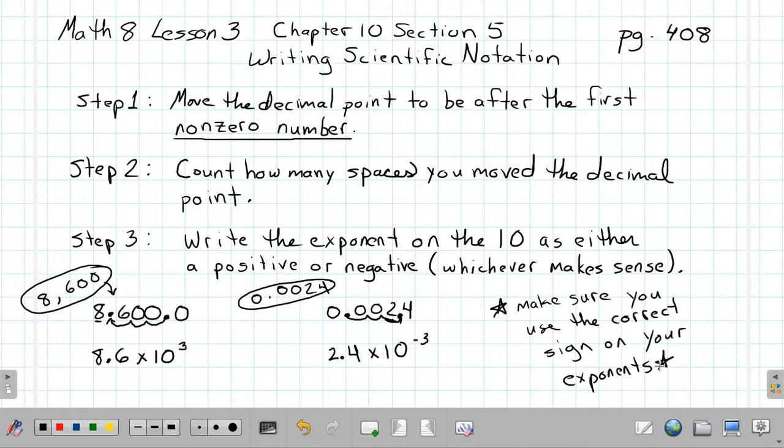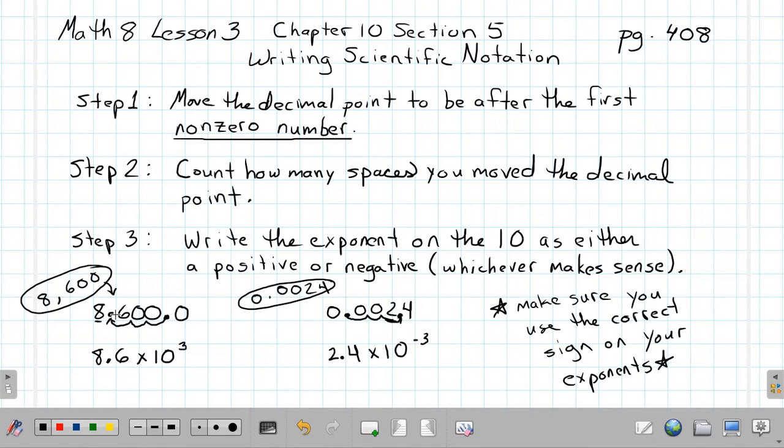And like I said, we'll see this again in example 1, but I just wanted to give you a couple quick examples to show you what we're technically doing and how we need to go about the steps. First step is move the decimal place, physically move it to where it's after the first non-zero number. Count how many spaces you moved it, so in this case, 1, 2, 3. And then whether you need a positive 3 or a negative 3 depends on what number you started with and what number you end up with.